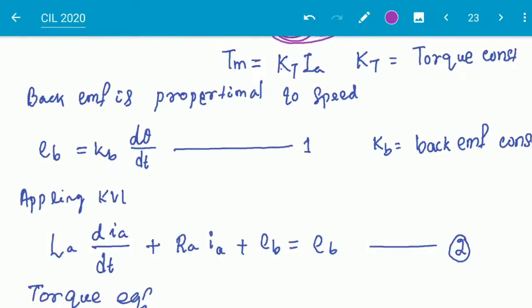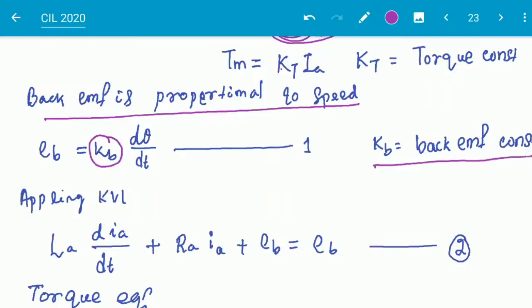Then the back EMF produced is proportional to the speed. So Eb, that is back EMF, is equal to Kb into d theta by dt, directly proportional to d theta by dt, and the proportionality constant is Kb, which is called the back EMF constant.